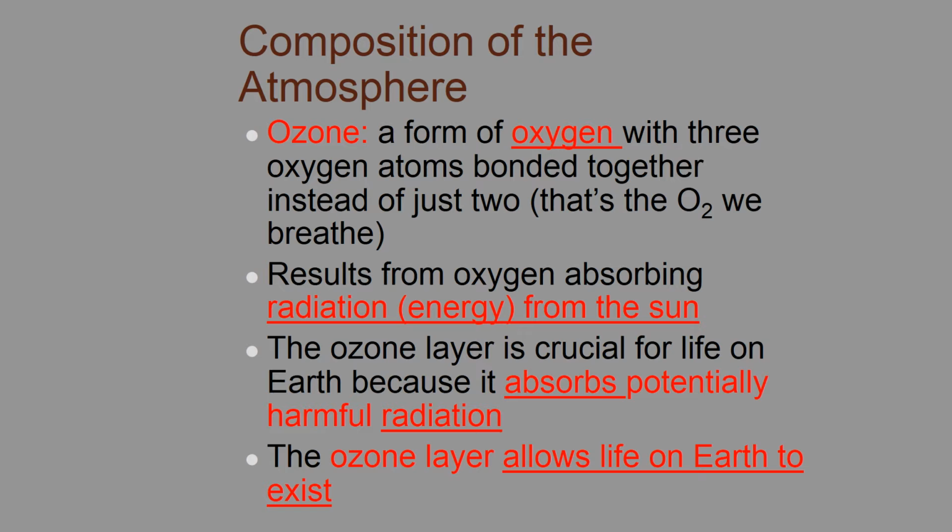The ozone. The ozone is a form of oxygen, which is basically three oxygen atoms bonded together instead of just two. We breathe O2, but inside the ozone it's known as O3. Okay? It results from oxygen absorbing radiation energy from the sun. The ozone layer is crucial for life on Earth because it absorbs the harmful radiation. So we need the ozone layer.